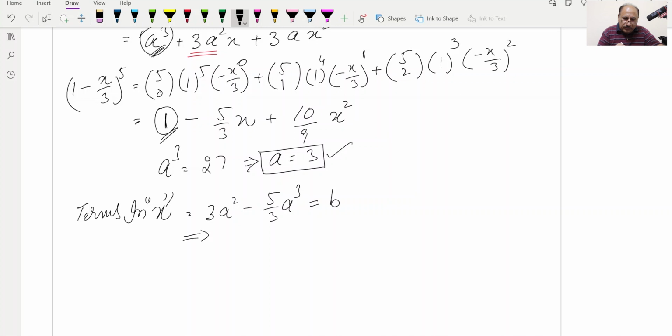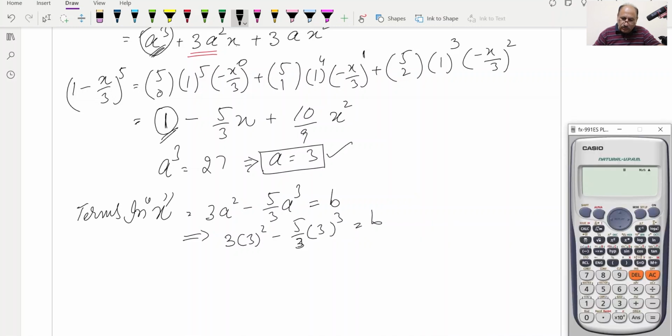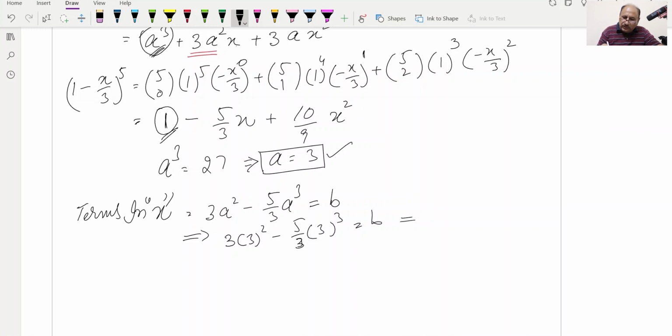So this is equal to b, and in this one we can replace the value of a. So this implies the value of a is 3. So 3 into 3 squared minus 5 by 3 into 3 cubed is equal to b, and we can simplify this one. 3 squared will be 9, 9 times 3 will be 27. So 27 minus 5 over 3 into 3 cubed is equal to minus 18. So this implies b is equal to minus 18.